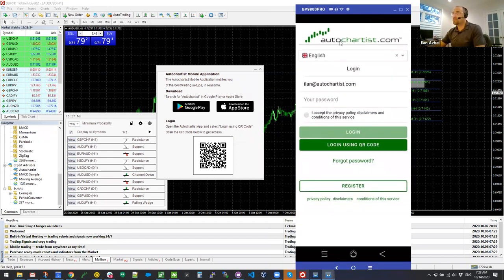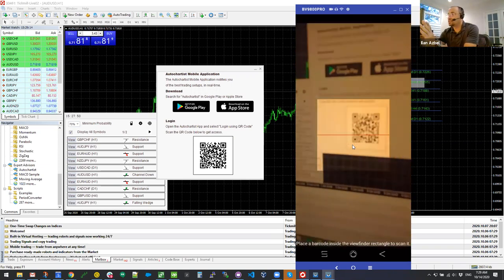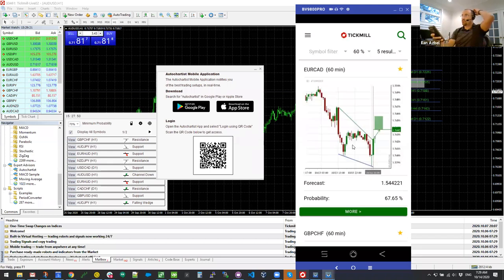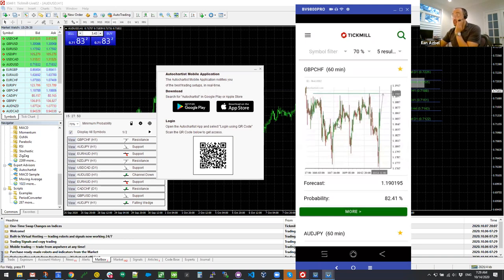This is my screen. If you go to the Google Play Store or the Apple App Store, you can download the Autochartist application. Just look for Autochartist and download it. Once you start it up, click on I accept your terms and conditions, click on login using QR code, and scan this QR code. The Autochartist mobile app will automatically log you in. In this app, I can select the same filters. So if I select everything over 70% and select OK, it would show me the same results as I see on my Meta.